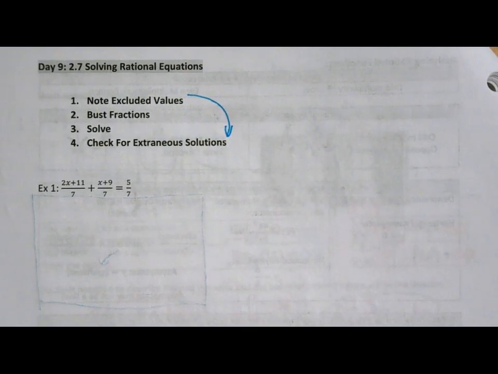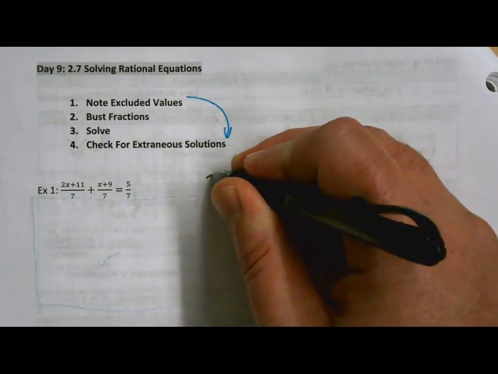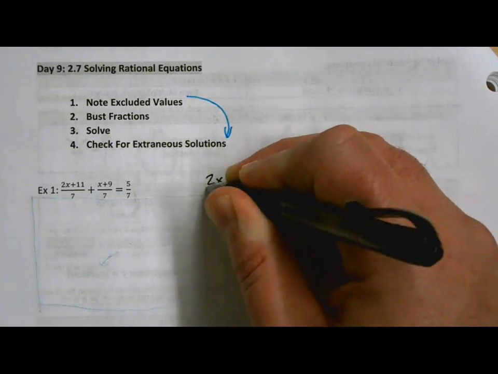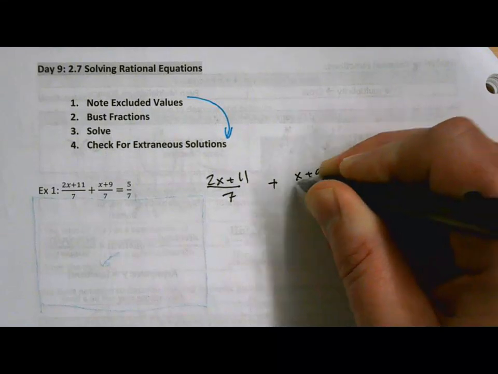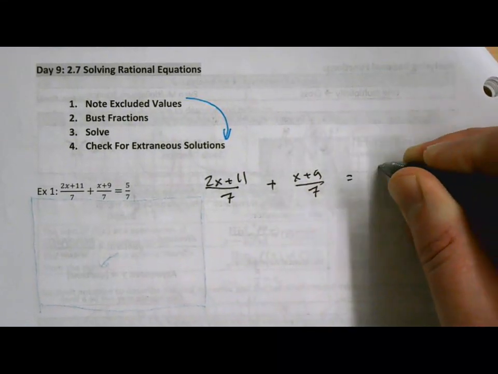So let's do it. First example here. I'm going to copy this over so I can make it a little bit bigger. (2x + 11)/7 + (x + 9)/7 = 5/7.